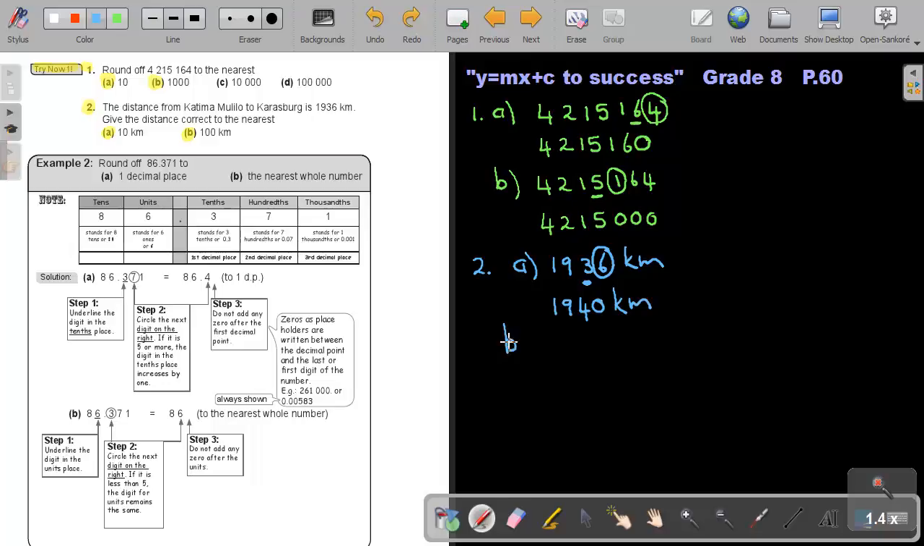And then number B, it's to the nearest 100 kilometers. So again, write down. Okay, this is the unit. This is 10. This is 100. So I circle this one. This one is a 3. So this 9 stays the same. Just fill with zeros. And that is my final answer. I will continue with rounding off in the next session, part 3.